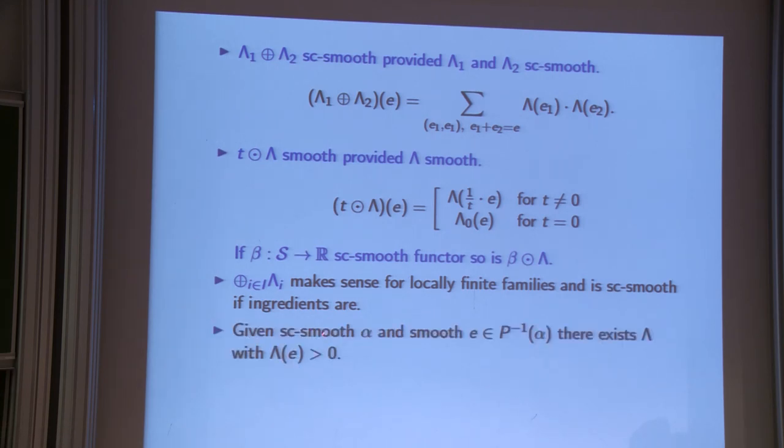And then a good fact is, if I give you any smooth object and a smooth vector, then there actually exists such a lambda, a multisection functor, where lambda of E is positive. So I'm going to show you how to prove this.